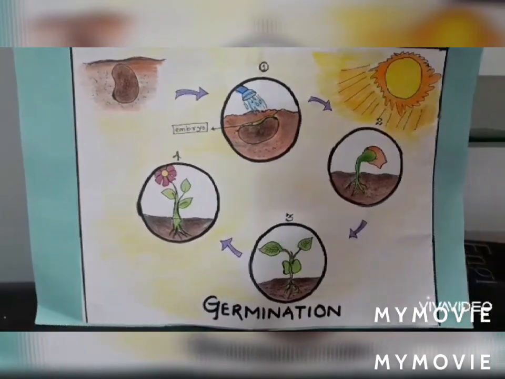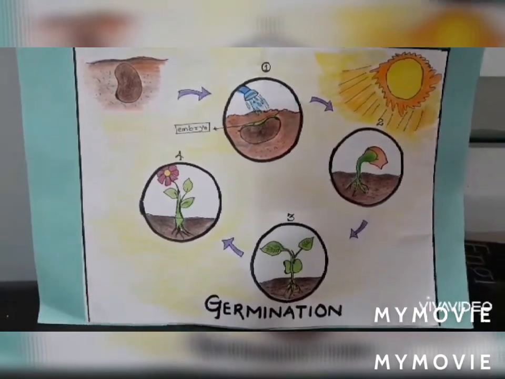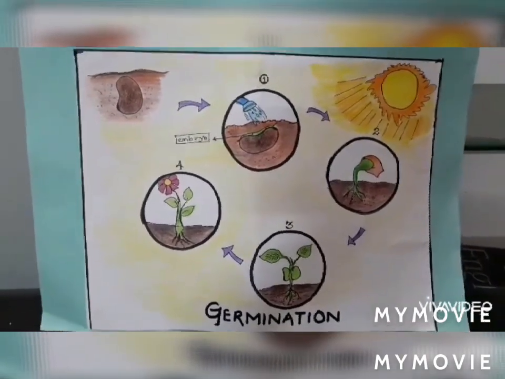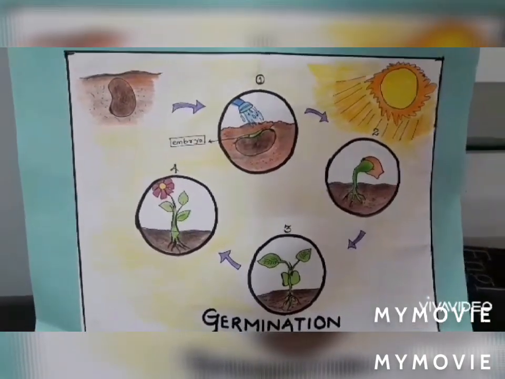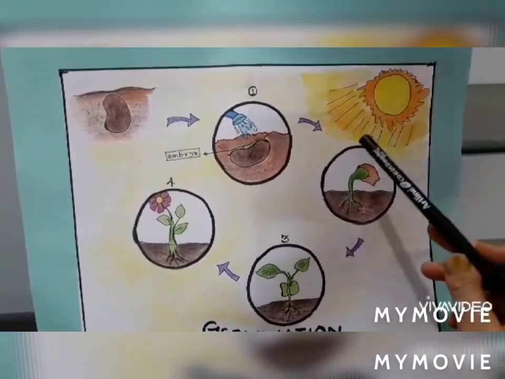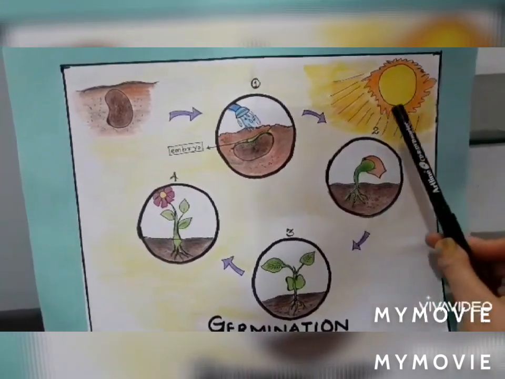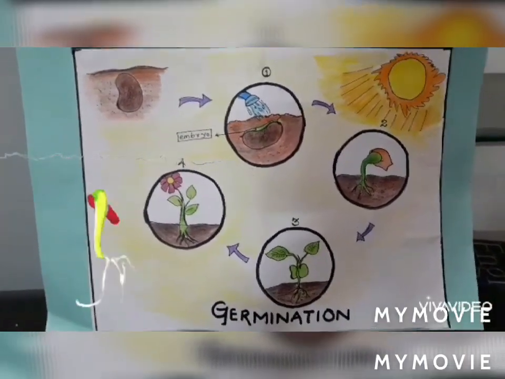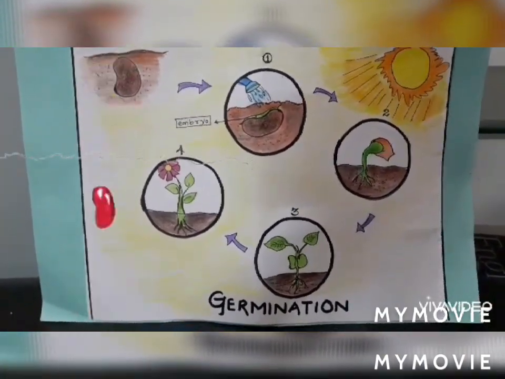First of all, children, we will sow a seed inside the soil. We will place a seed inside the soil. Then we will start watering it regularly, and also we will keep it under the sun because sunlight is also important. Then after some days, the seed will produce a baby plant.